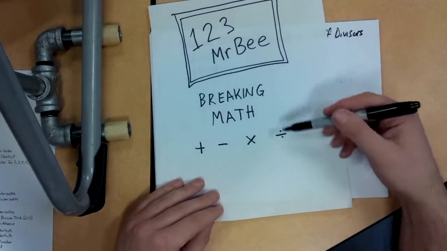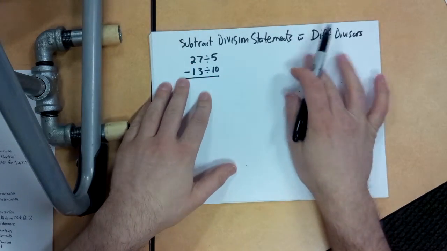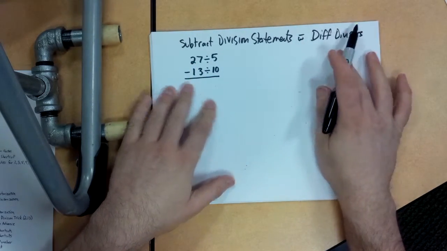B here. We are doing some breaking math division. We are looking at subtracting division statements with different divisors.